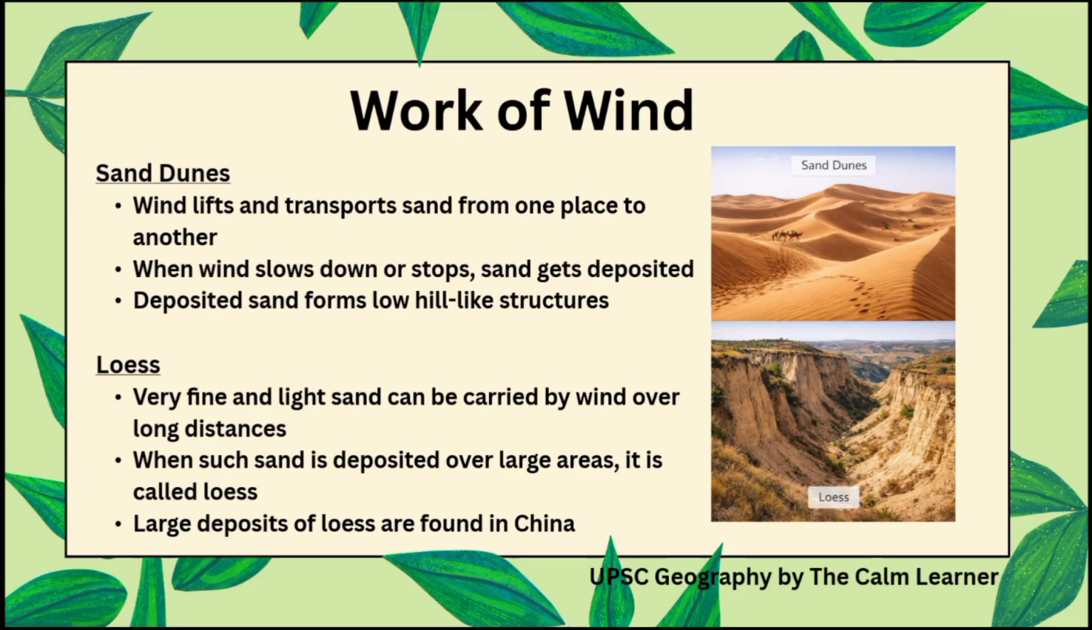Now let us look at two important depositional landforms created by the work of wind, sand dunes and loess. First, sand dunes. Winds lift and carry sand particles from one place to another, especially in desert regions. When the wind slows down or stops, it can no longer carry the sand, so the sand gets deposited. Over time, this deposited sand forms low hill-like structures called sand dunes.